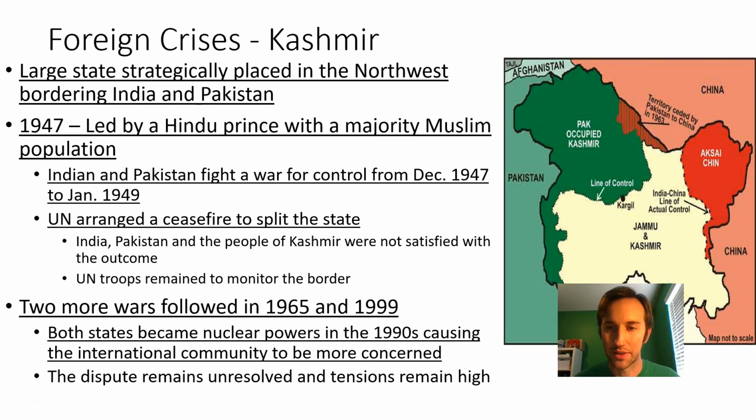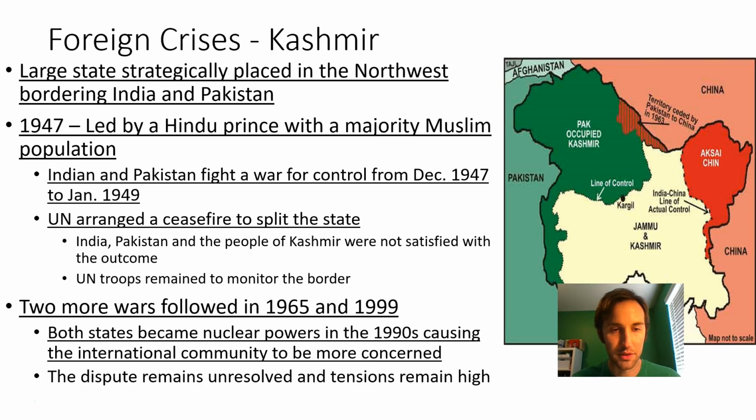And so the UN set up this kind of line of control here, where they remained to attempt to keep the peace as long as possible. India, Pakistan, the people of Kashmir, nobody's happy with this, and so the UN just had to stay to keep order between these two areas.